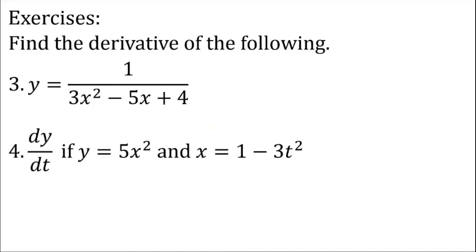Number 3, y equals 1 over 3x squared minus 5x plus 4. Number 4, dy over dt if y equals 5x squared and x is equal to 1 minus 3t squared.